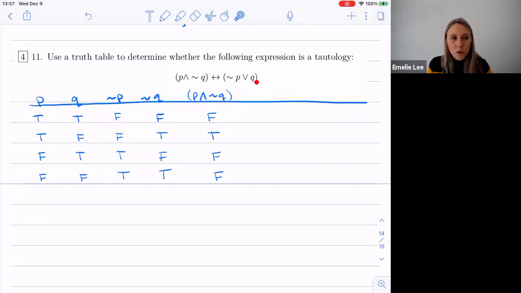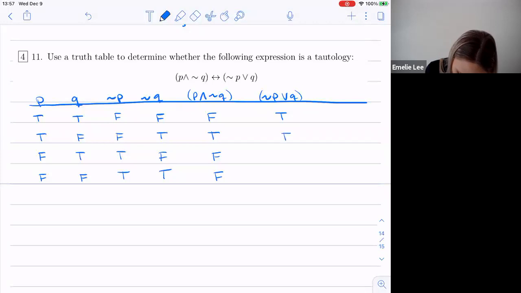Not P or Q. Now just one of them has to be true in order to yield a true statement. So not P or Q. Now I'm going between these, and I just need one true in order to make a true statement. So true and true or false is true, false or false is false, true or true is true, false or true is true. Okay.